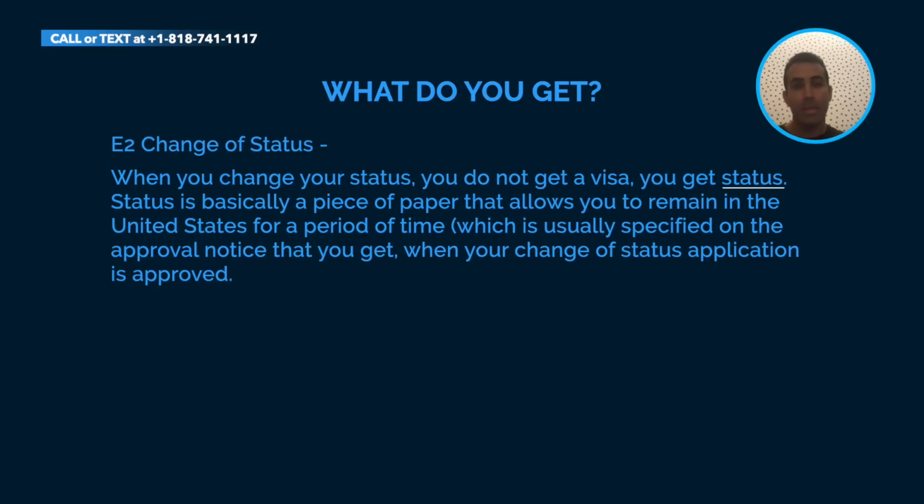We'll get into this a little bit later in this video, but change of status to E2 will generally give you 2 years of E2 status. And that period of approval is going to be specified on that approval notice. Another thing that I want to mention here is that when you get a change of status approved, you get an I-94. The I-94 is basically your record and your proof of how long you're able and authorized to stay in the United States. So that's kind of a long answer for what you get with an E2 change of status. Now let's go to the E2 visa.